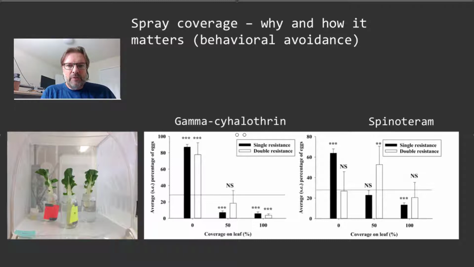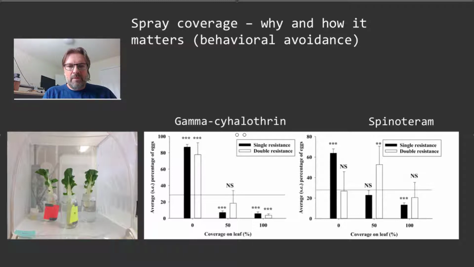So to the left, you can see 3 cabbage leaves, and what we did, we put the 3 into a cage, but before that, one of them had been dipped in an insecticide formulation at the labeled rate that would have gone out into a field, and this was with diamondback moths. The one in the middle with the yellow sticky note had only half of the leaf dipped into the solution, and the red one, the entire leaf was dipped. So we knew that we had 0, 50, and 100% coverage.